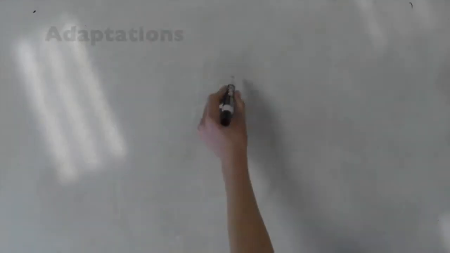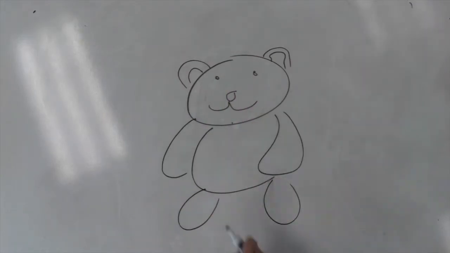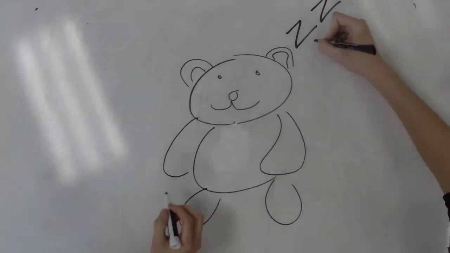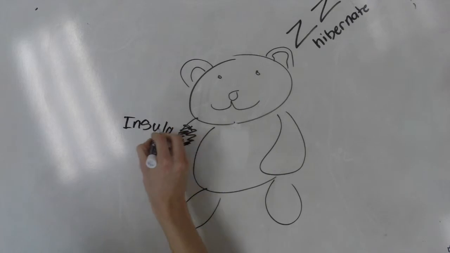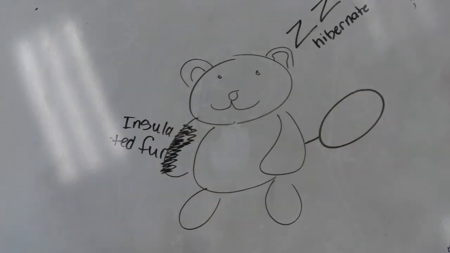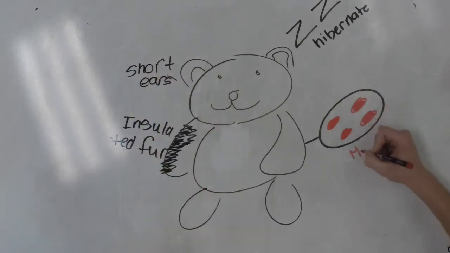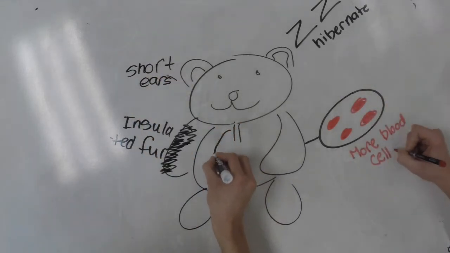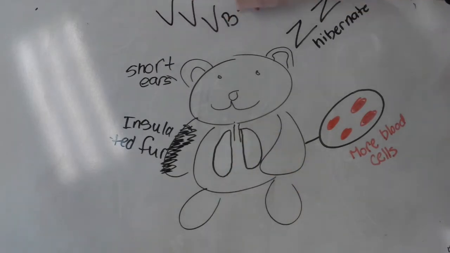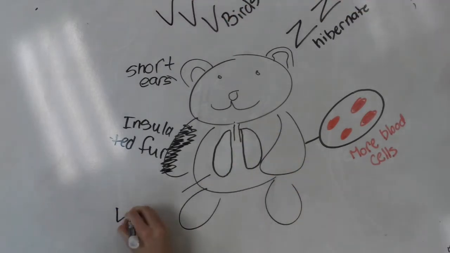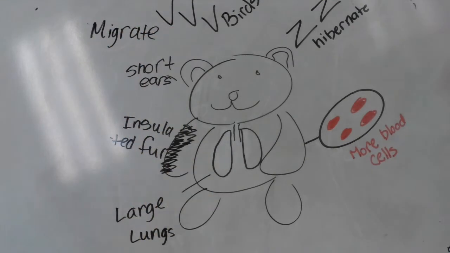Let's use this lovely bear to explain adaptations. One adaptation is hibernation, which animals use to stay away from the cold weather by sleeping in caves. Also, they have insulated fat and fur for warmth. Species also have adapted blood cells that are more prepared for the low oxygen in the air, like red blood cells. Large lungs are also an adaptation due to low oxygen in the atmosphere. There are also short arms and legs, as well as ears, to keep them warm and to reduce heat loss.